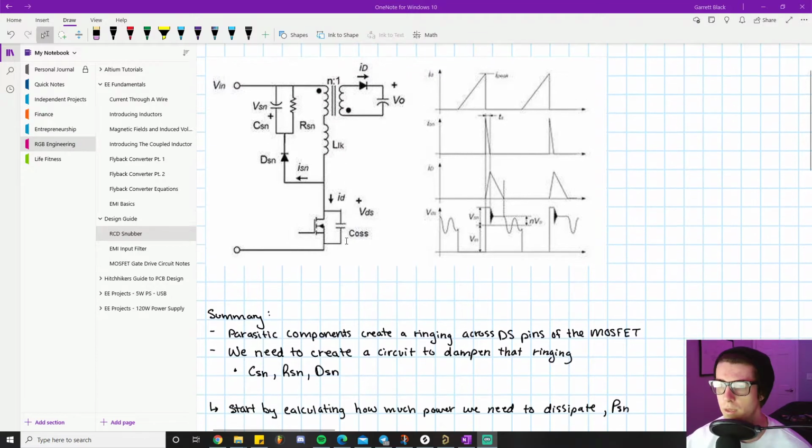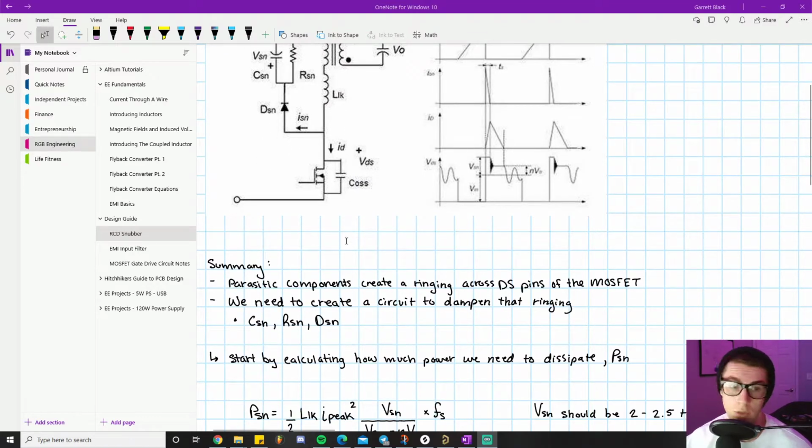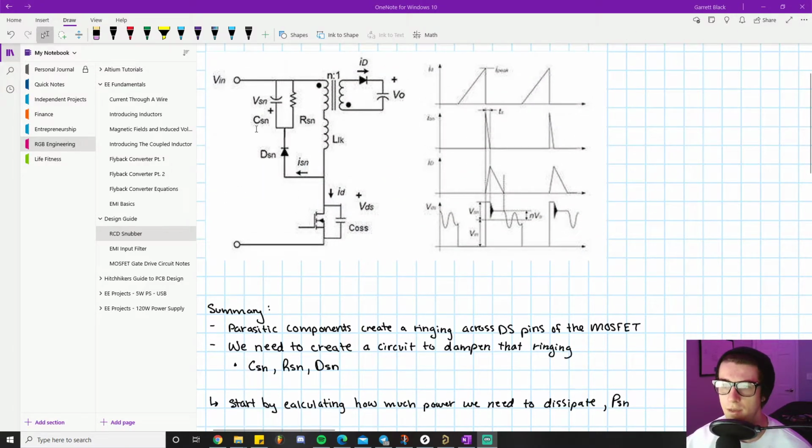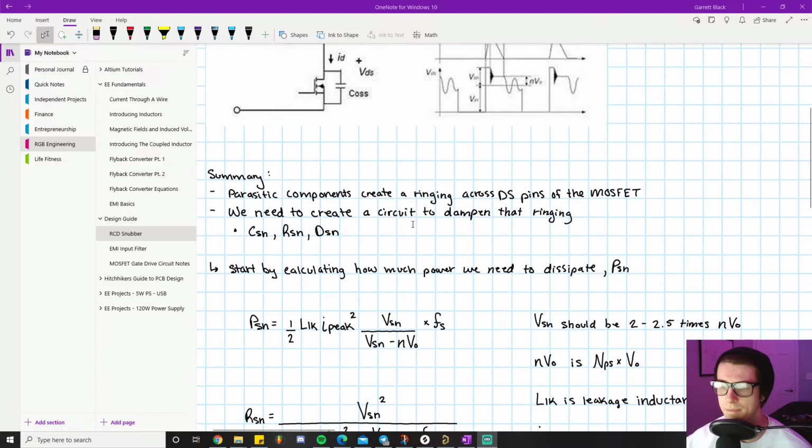So scrolling down, we'll just get into the component values. Like I said, there's only three components here, so it's a pretty simple circuit, but there are some decently complicated equations that we need to cover. So, a quick summary: parasitic components create a ringing across the drain to source pins of the MOSFET. We need to create a circuit to dampen that ringing, and that's where we start using CSN, RSN, and DSN. So that's where these three come in.